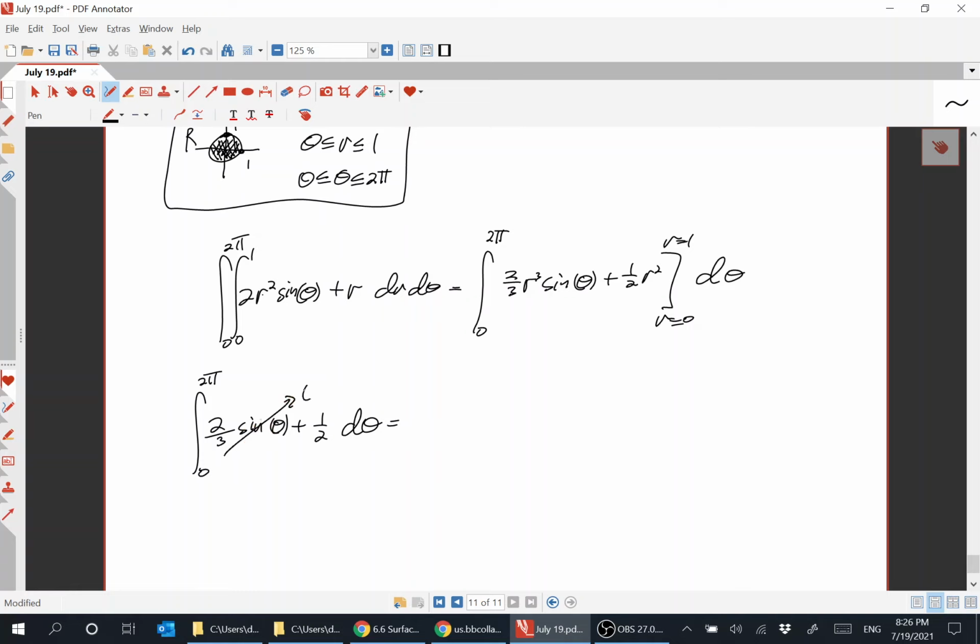Well, this integral is 0. The integral from 0 to 2 pi of sine theta is 0, right, because this area and this area cancel each other out. So it's just 1/2 times 2 pi. So you get pi. Okay, so that's the flux of that vector field across that oval-shaped surface.